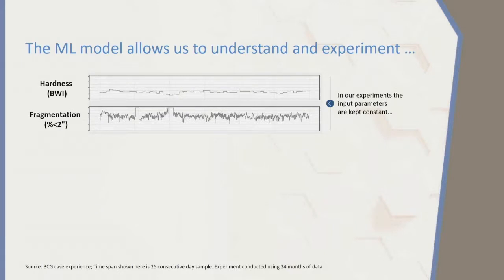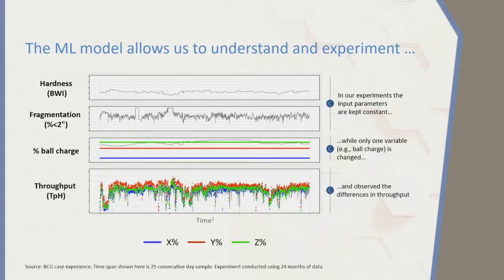And the model then allowed us to understand and experiment. And let me show you an example. Here I'm showing 25 consecutive days of data for hardness and fragmentation. This is actual data. Then we say, OK, let's control for one variable. And the model allows us to do that. Here we're controlling for ball charge. So basically the percentage of balls and grinding media that we put into the SAG.